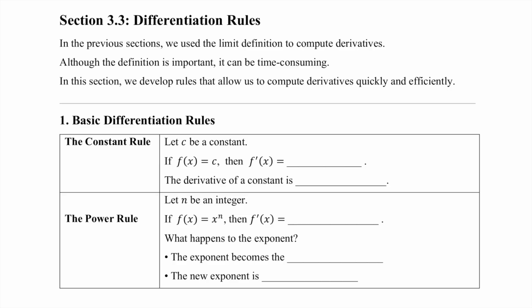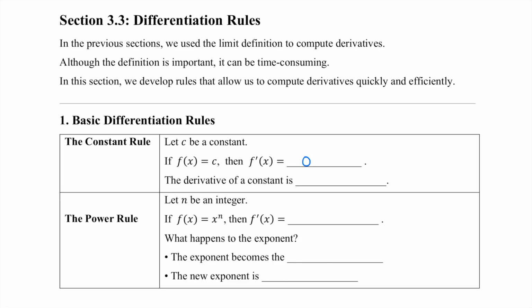Let's begin with the basic differentiation rules. There are two very important rules that we will start with: the constant rule and the power rule. First, let's start with the constant rule. Let C be a constant. This means the function does not change. It stays the same no matter what value of x we choose. If f of x equals c, then the derivative f prime of x equals 0. So the derivative of a constant is 0.